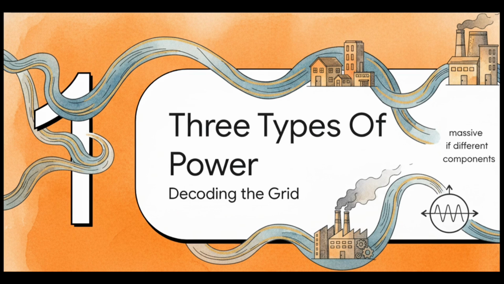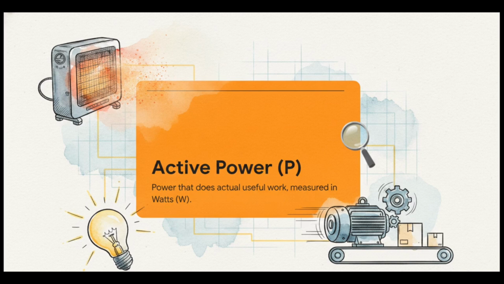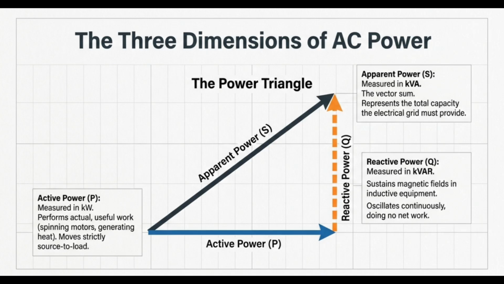The electricity flowing into our world isn't just one single, simple force. The first type is active power, which engineers represent with the letter P. You can think of this as the literal worker of the grid. Measured in watts or kilowatts, this is the power that does the actual useful work. When your space heater generates heat or a massive factory motor spins to run a conveyor belt, that tangible result you can actually see and feel, that's active power in action.